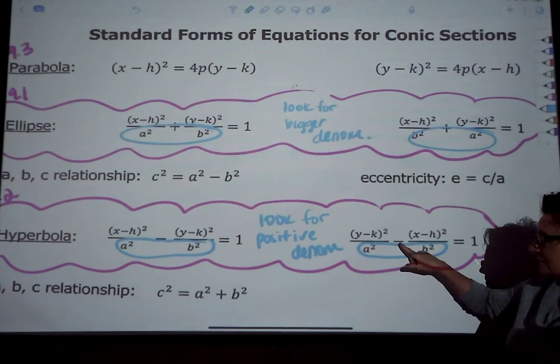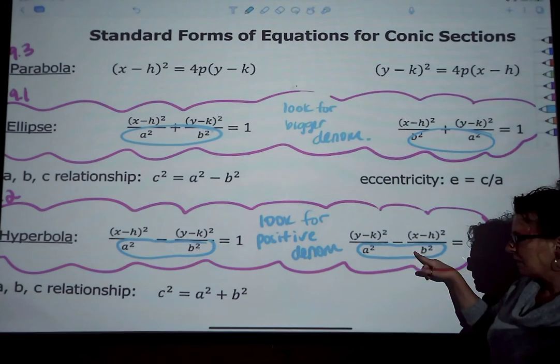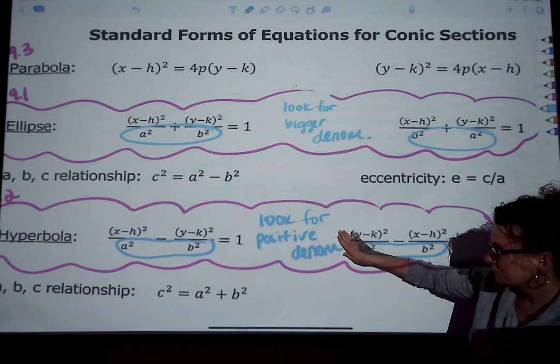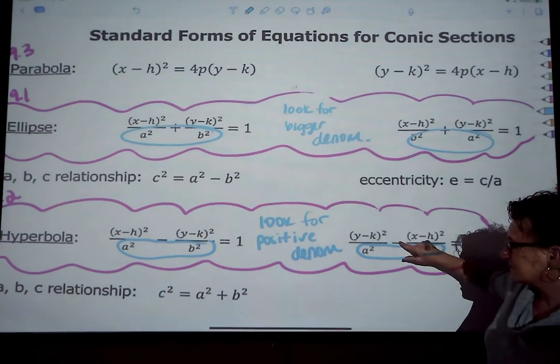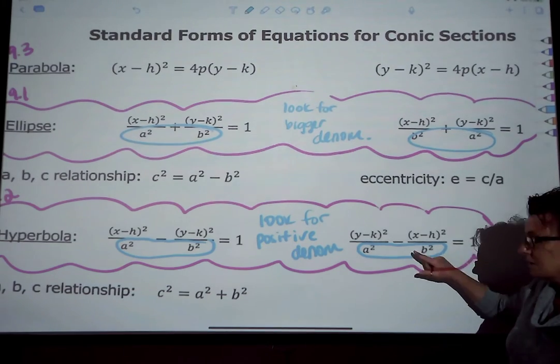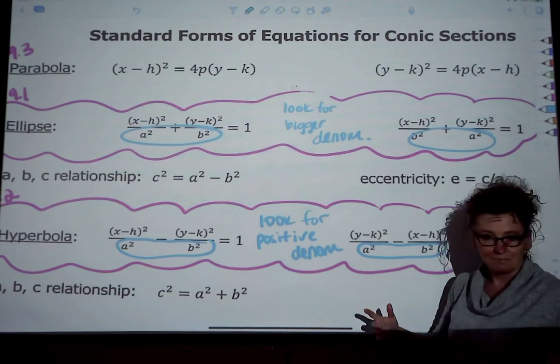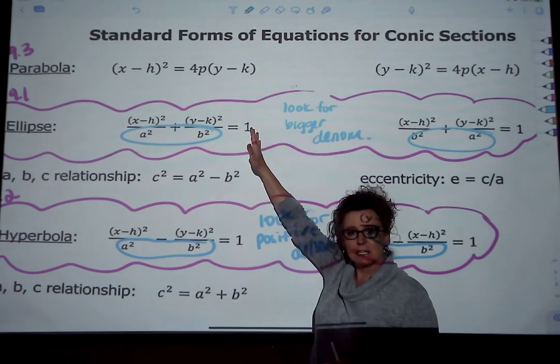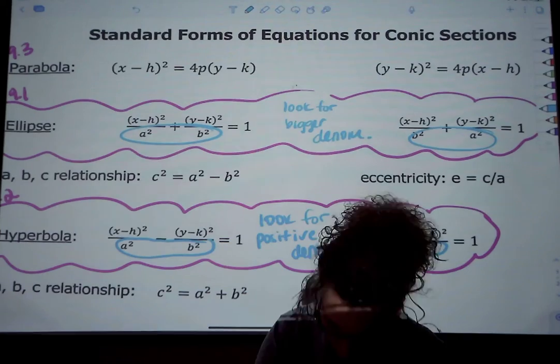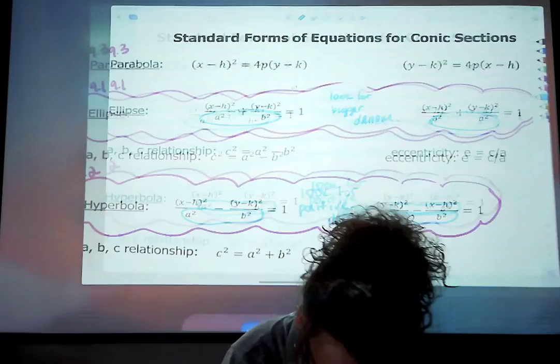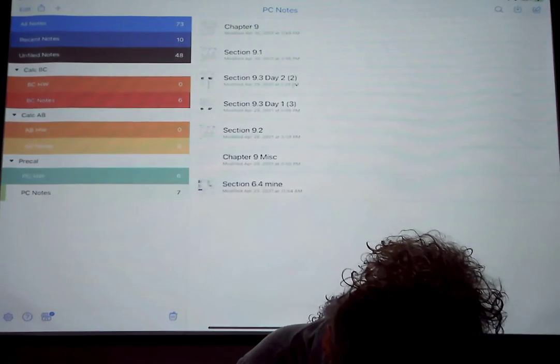Over here, you might say, well, they both look positive to me. Nope, they shouldn't. This fraction is positive. This fraction is negative. So this would be the negative one, and this would be the positive one, okay? But for now, we're just doing ellipses. You look for the bigger denominator. Let me go back to the notes. Let's focus more on ellipses.